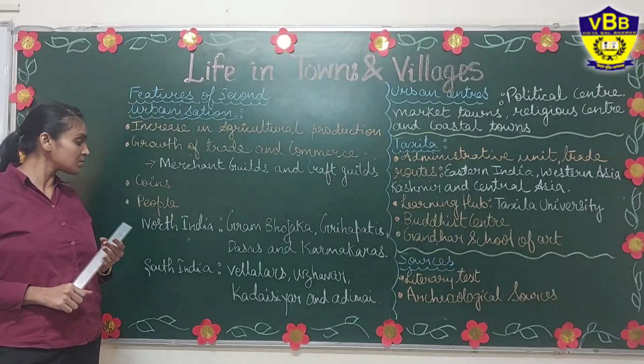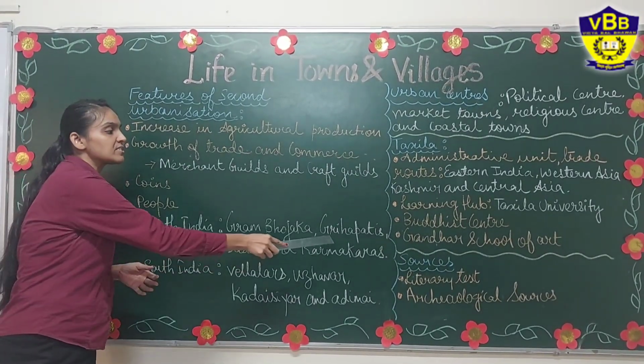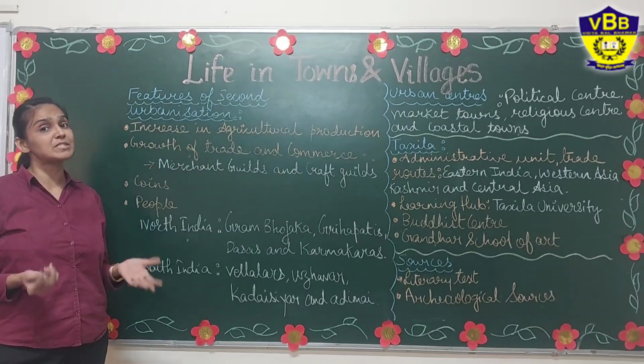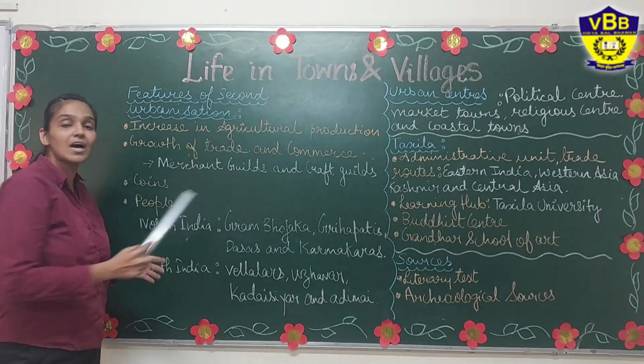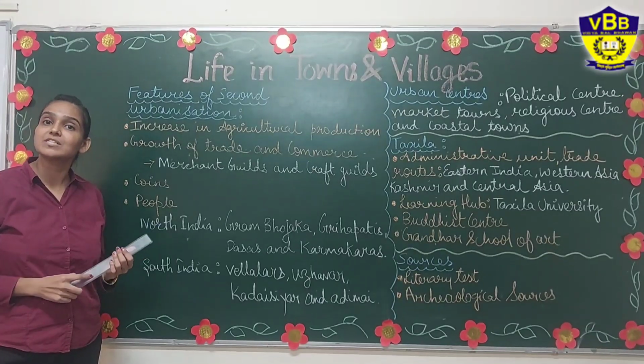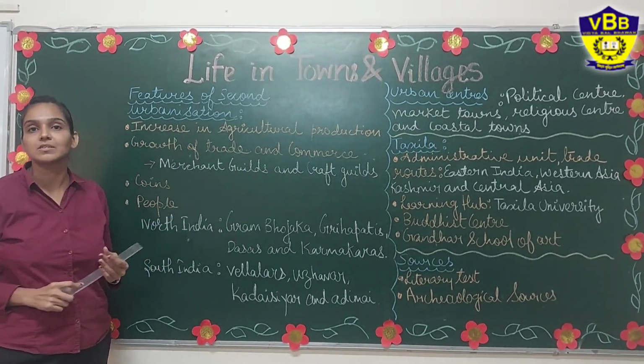Now there must be some other people in the villages who had small land holdings. Those were known as grihapatis. Now there must be some people who did not have any land. These were known as dasas and karmakaras. As the name suggests, these were the people who worked as laborers on the land of Gram Bhojika and grihapatis.